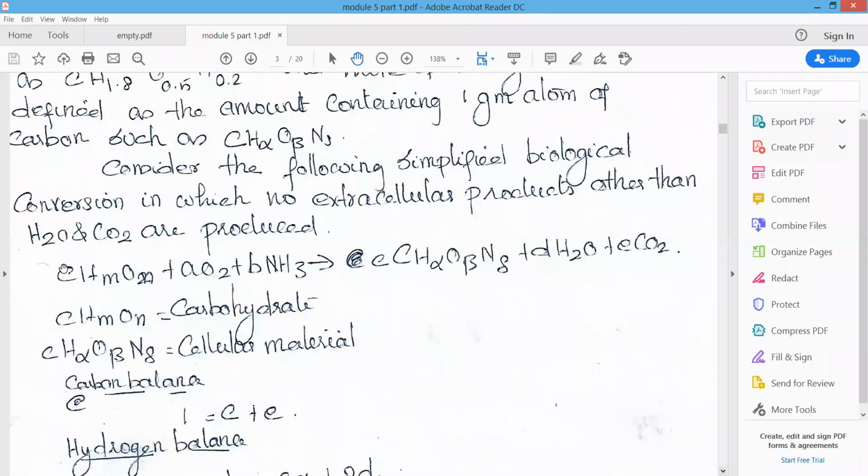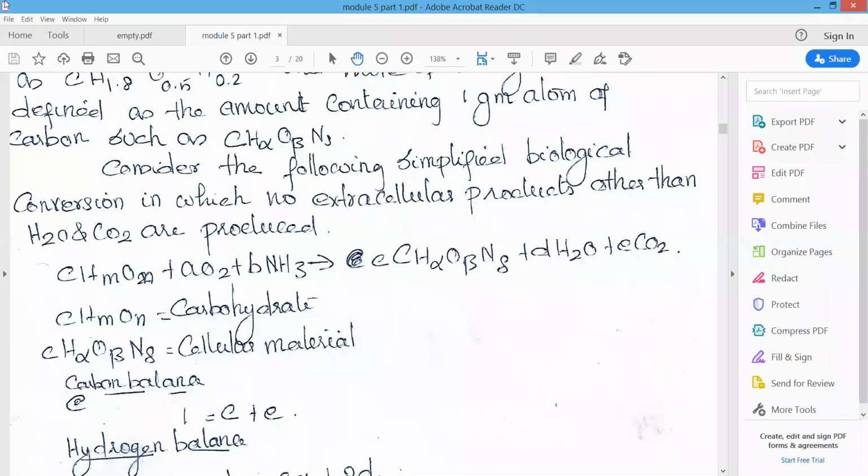For example, if you have an equation like this, as I told you. This is one compound, and aO2 plus bNH3 gives this, the biomass: C CH alpha O beta N gamma plus dH2O plus eCO2.